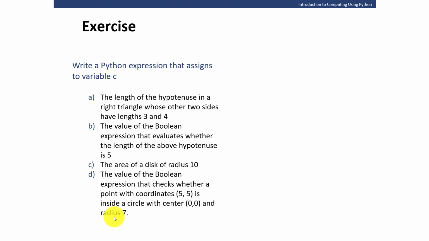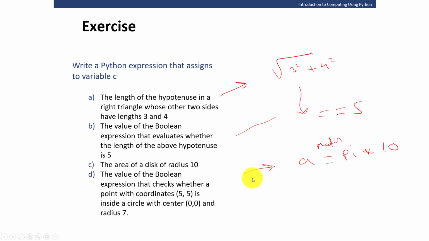and you need to review how to calculate the hypotenuse from calculus. Okay, so in order to calculate the hypotenuse, it's basically what? The hypotenuse is the square root, basically it's going to be 3 squared plus 4 squared. And here we have to evaluate if this value is equal to 5. And here we have to calculate the area of a circle. Okay, so let's take a look at the solution.